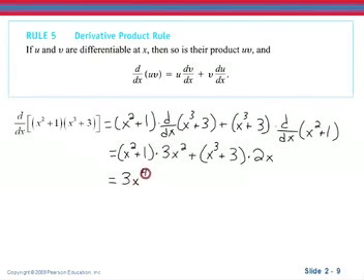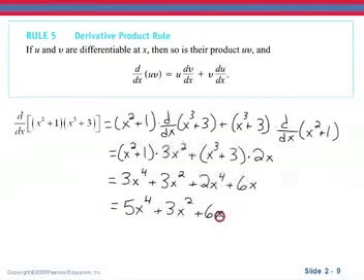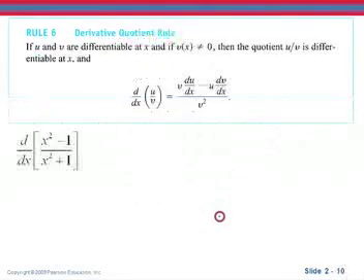Now distribute. X squared times 3x squared is 3x to the fourth. 1 times 3x squared is 3x squared. X to the third times 2x is 2x to the fourth. And 3 times 2x is 6x. Now collect your like terms. 3x to the fourth plus 2x to the fourth is 5x to the fourth, plus 3x squared plus 6x. Anytime that we have a product and we want to take the derivative, if we do not actually multiply and simplify, we have to use the product rule.